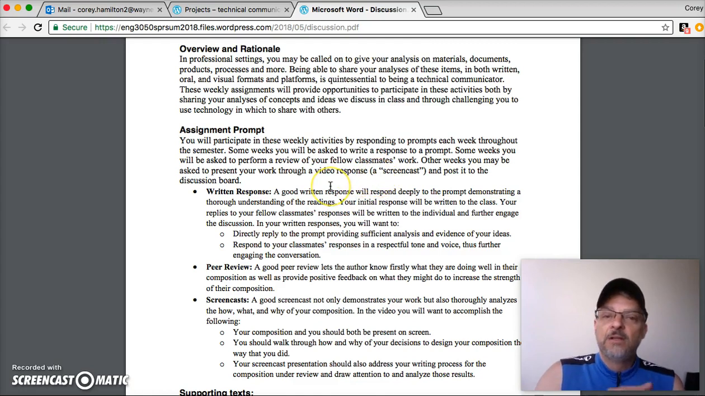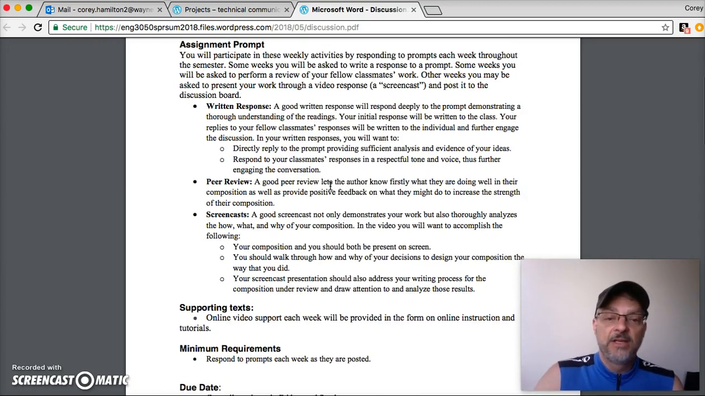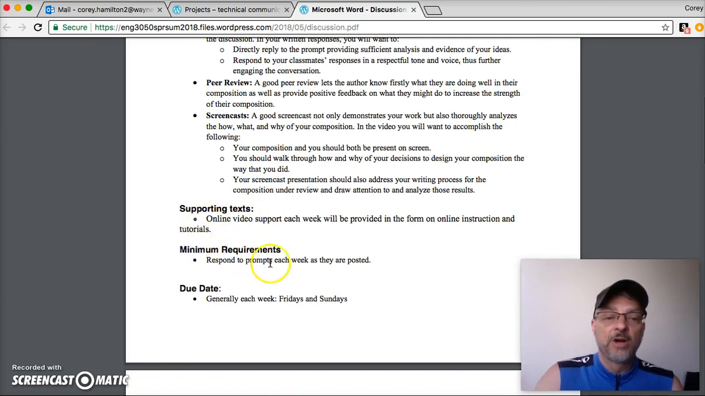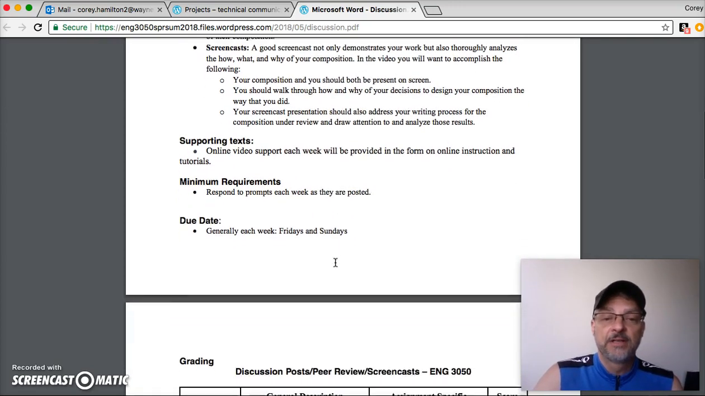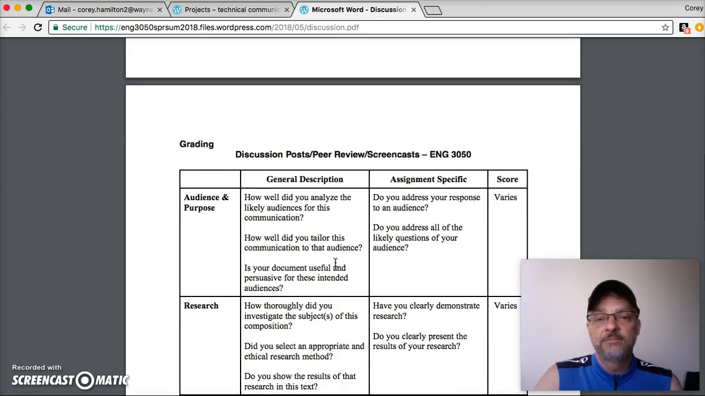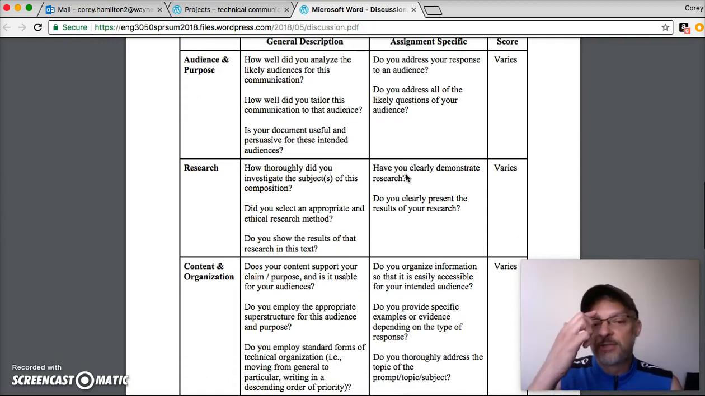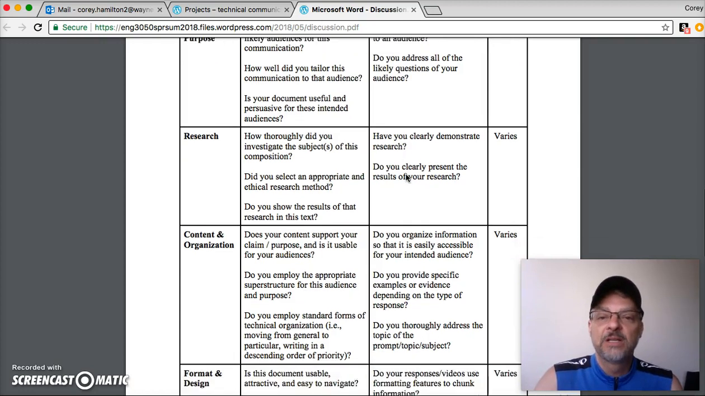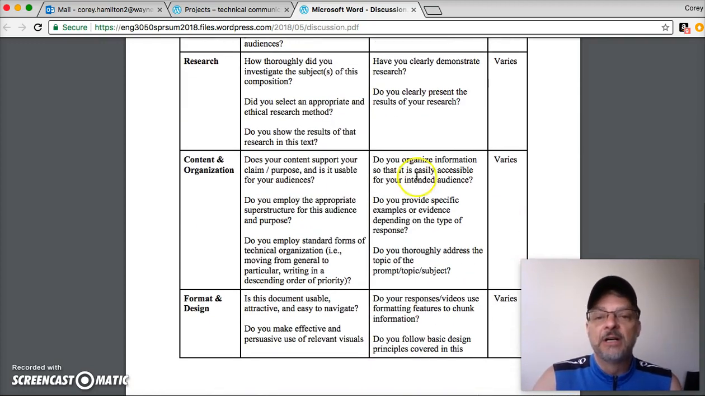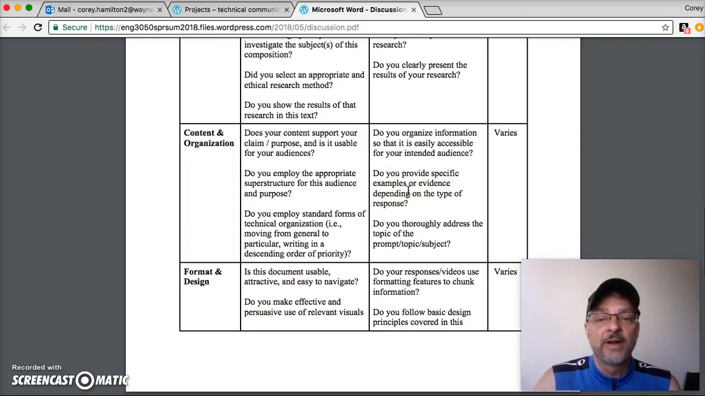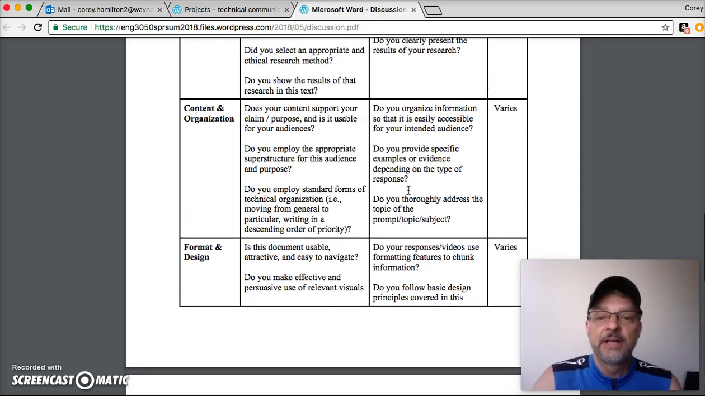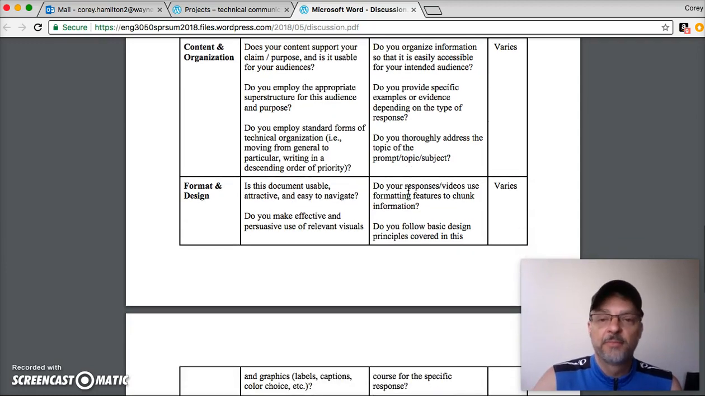All right, so that's really it. That is the minimum requirement: respond to prompts each week as they're posted. And then to further expand on how I grade these: do you address your response to an audience? Address all the likely questions. In other words, you're answering the prompt. Clearly demonstrate research that you've read, the results of your research, the evidence. You organize the information, provide some specific examples and evidence. You thoroughly address the topic from the prompt.